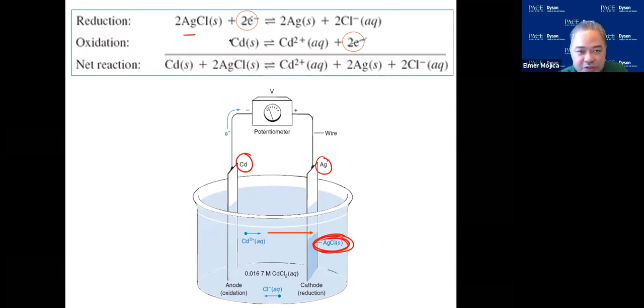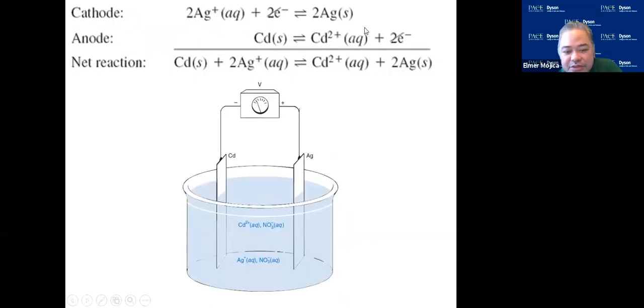Okay. So if you're going to look at the reaction, this is what you have. Silver chloride producing silver metal and chloride. Now what happens if you remove that silver chloride, like this one? So this is the reaction that you have. And unfortunately, it doesn't happen spontaneously. Okay. So that's the difference that you have here.